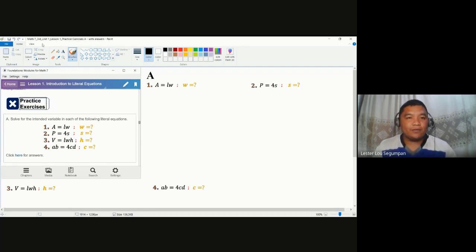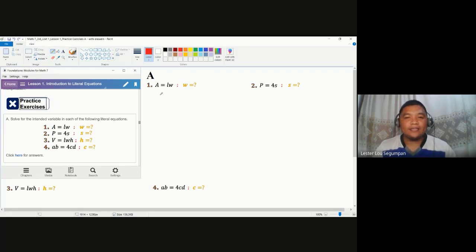Say for example, for number one, this is the formula for the area of a rectangle. The area of a rectangle is the product of the length and width. However, if the area is given but the width is not, we could come up with an equivalent literal equation or derivation of this formula wherein the measurement of the width, or the W, is what we have here on the left hand side of the equation.